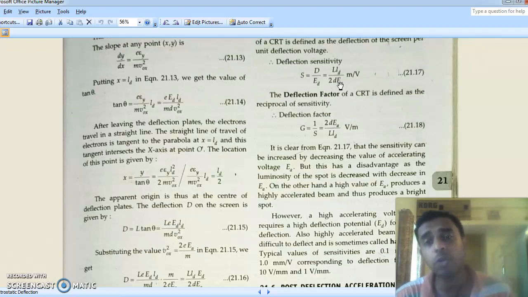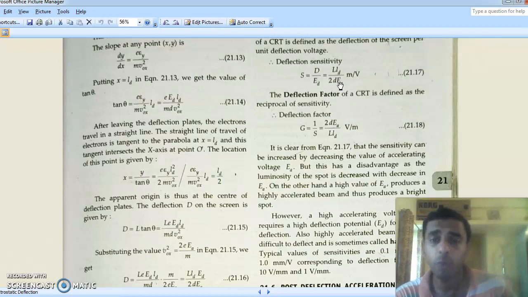If that voltage is reduced, then naturally the acceleration or the velocity of the electron beam hitting the screen will be reduced. So if that acceleration or velocity is reduced, what happens? The luminosity or the brightness of the spot reduces. So if you want to increase the sensitivity, the brightness of the spot reduces, and that we don't need to some extent. You need sensitivity, but you do not need the brightness to go down beyond a limit.